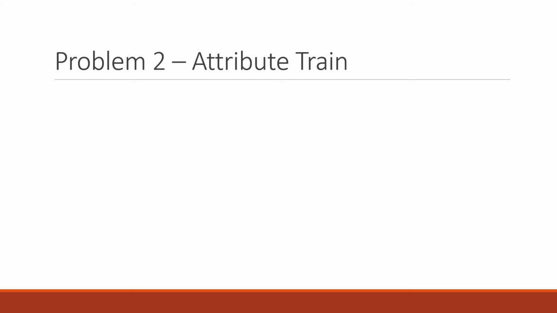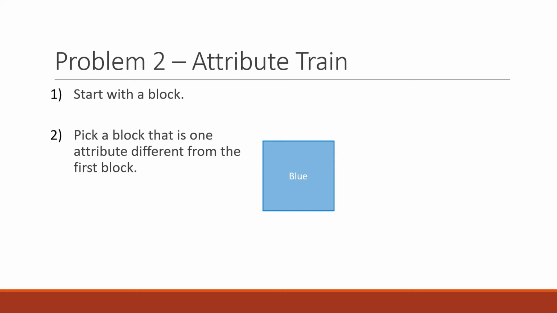Another game that we're going to look at is called attribute train. The way it goes is we start with a block. Here I'm going to pick a blue large square as my attribute block to start with. Another player would pick a block that is one attribute different from the first block. In this case, I can pick, say, a smaller blue block. They're both squares, they're both blue, but one is larger than the other.